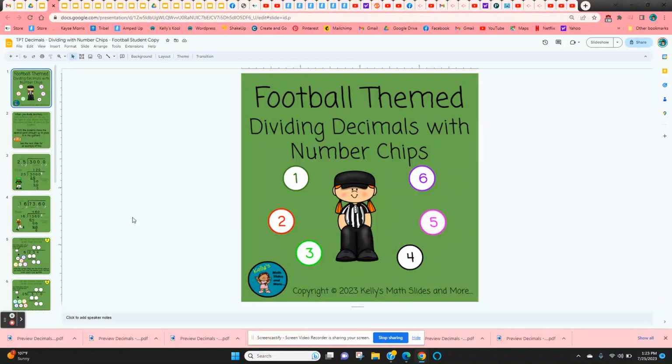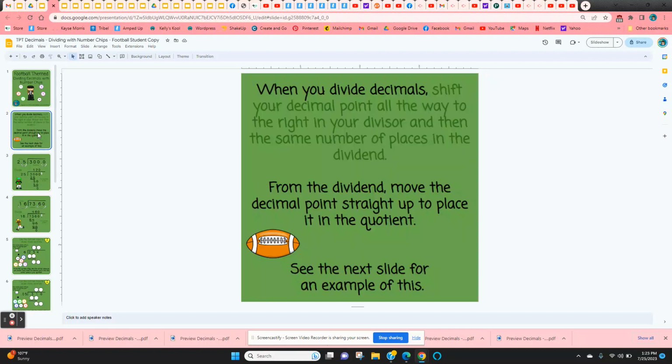Dividing decimals with number chips. This is a football themed version. So it's a digital lesson that teaches students how to divide with long division, how to divide decimals.